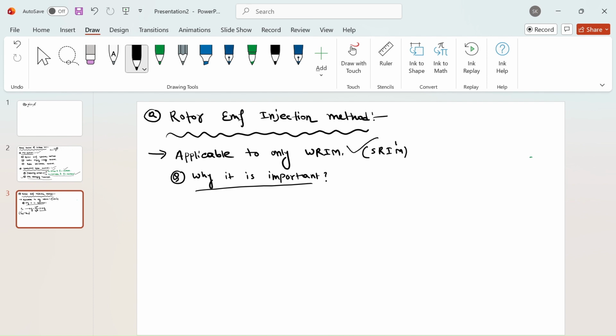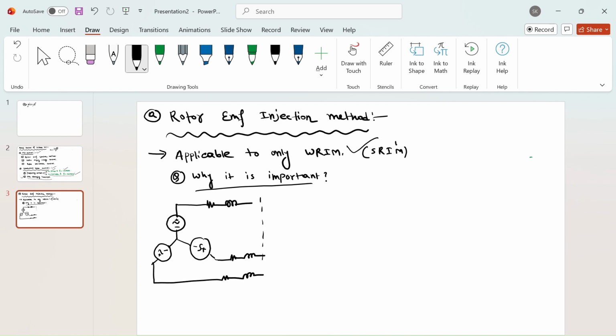If I draw the circuit diagram of the slip ring induction motor for the rotor circuit only, I'm interested in only the rotor circuit. So let's say these are the rotor induced EMFs in case of a three-phase slip ring induction motor. These are the rotor resistance, leakage reactance, and all. Rotor resistance, rotor reactance.